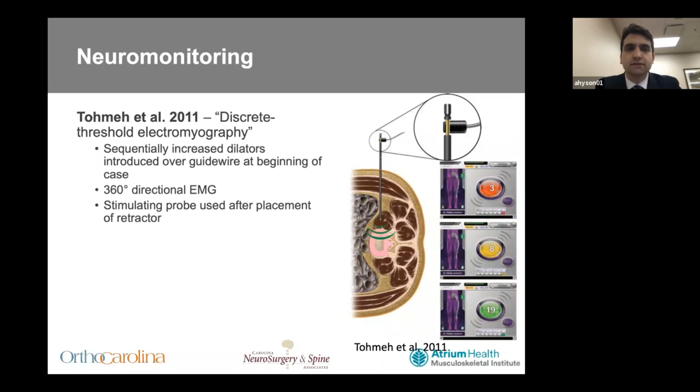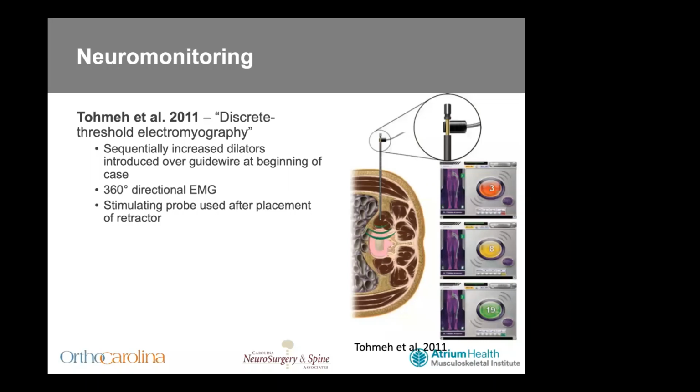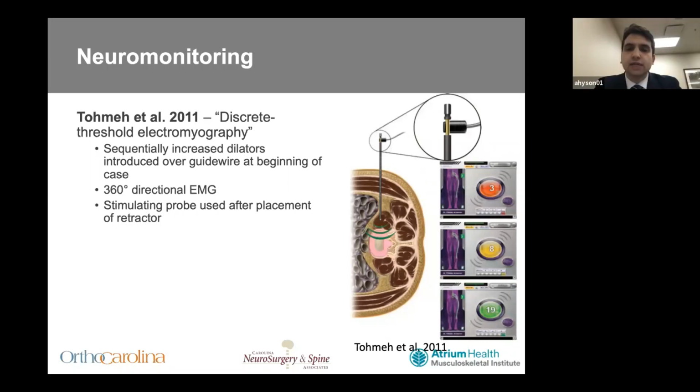In 2011, Tomei described discrete threshold electromyography. It is a technique where sequential dilators were placed over a positional K-wire in the intervertebral disc space, and 360-degree EMG, which is equipped in each of these dilators, is used to define the position and proximity of lumbosacral nerves.